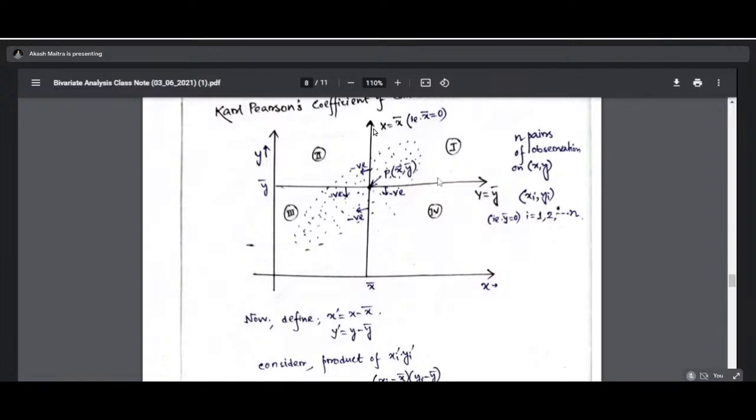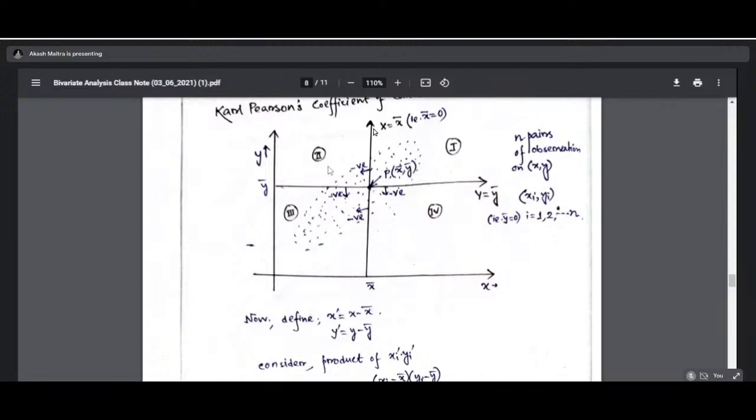How is it possible? Consider a particular point. I am showing my cursor here. Let us consider this one point. This is above our y bar line and to the right of our x bar line. So x minus x bar is positive here and y minus y bar is also positive here, so the product will be positive. All the points in quadrant 1 will yield positive results. That is, we always get x minus x bar and y minus y bar positive, and simultaneously the product will also be positive in quadrant 1.